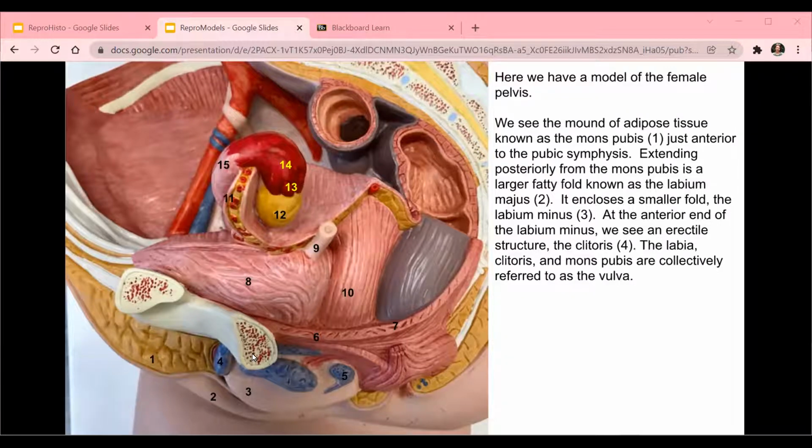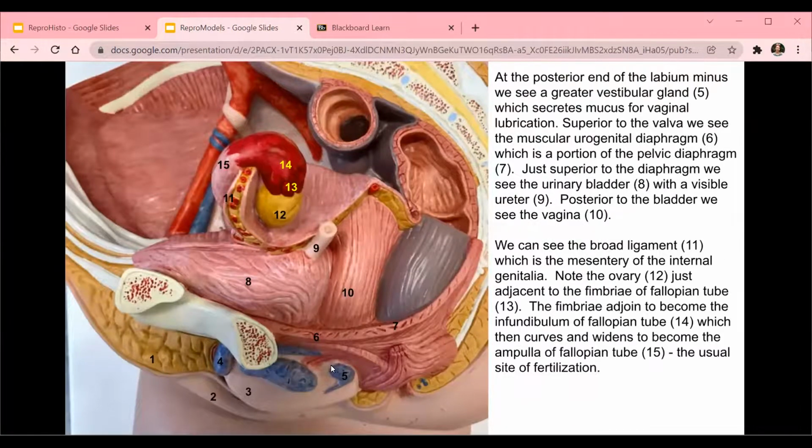In this picture, you can see number 5. Number 5 is called the vestibular gland. The vestibular gland can make mucus, which can help lubrication of the vagina and the external genitalia.